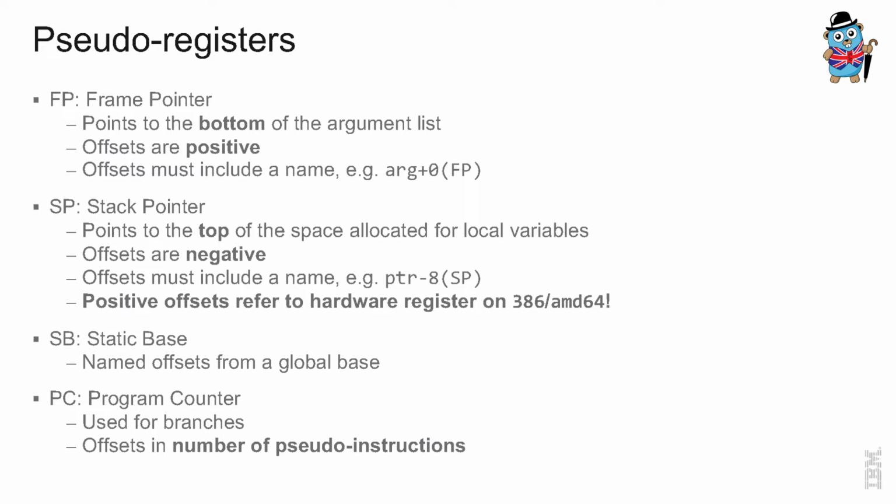There's also an SP register on AMD64, which is not the same thing as the SP virtual register. This can be a little bit confusing for people, particularly if you're working on another architecture that doesn't have an SP register, and then all of a sudden on AMD64 people are offsetting with positive numbers from this SP register. So just something to bear in mind. And a static base, which we talked about already: basically all named global variables are offset from the static base. And the program counter, which we saw in the branching, counts in pseudo instructions, so it's not real instructions.